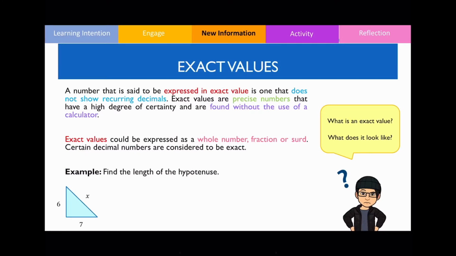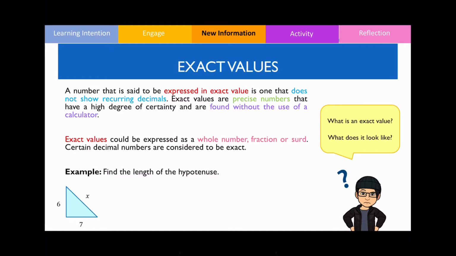So a number that is said to be expressed in exact values is one that does not show any recurring decimals. So for instance, the number stops, it doesn't continue on, okay? These exact values are precise numbers, and we know they're precise because we can say it with a high level of certainty, a high level of confidence, and we can actually find these answers without actually using the calculator at all, because oftentimes when you do use a calculator, the calculator would give you the answer in decimal form and that number may keep on going, okay?